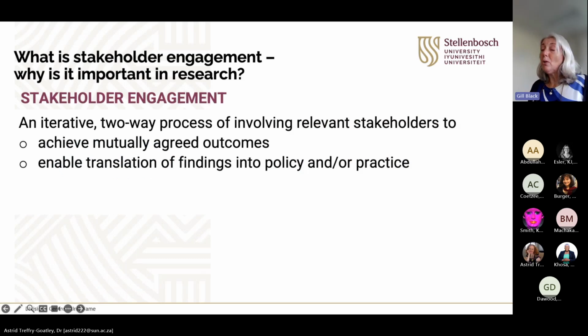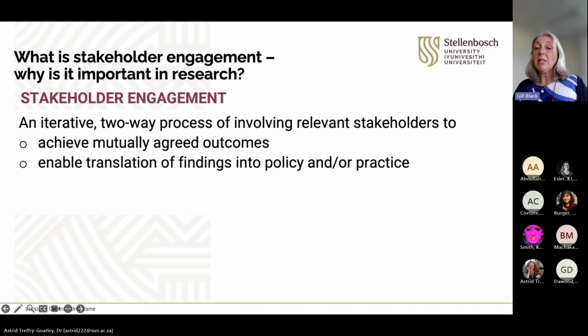So mapping stakeholders and bringing on board the most relevant actors in your research study is the first step to wider stakeholder engagement. And stakeholder engagement is an iterative two-way process of involving and working with relevant stakeholders to achieve mutually agreed outcomes around your research study and its translation into policy or practice.